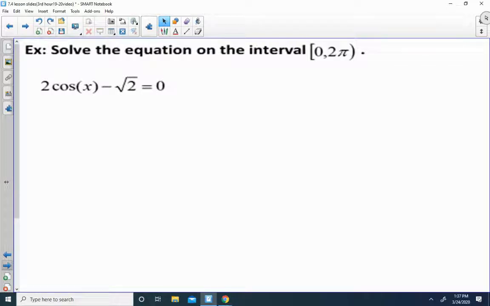Now, I want you to go ahead and try this one on your own. I know you guys can easily solve this one. It's very similar to what we've been doing. Go ahead and pause the video and try it, and then resume the video and check your answers. Go ahead and do that now.